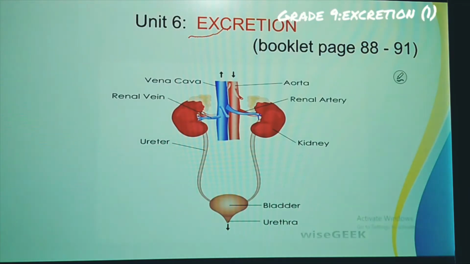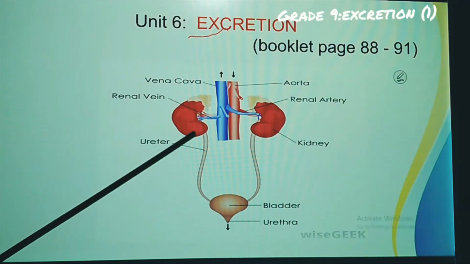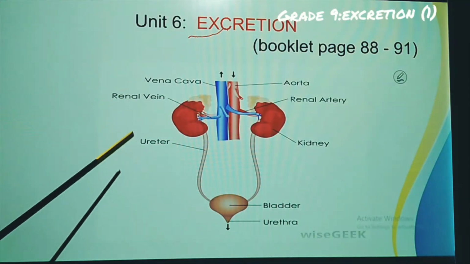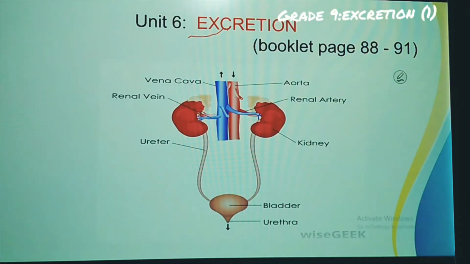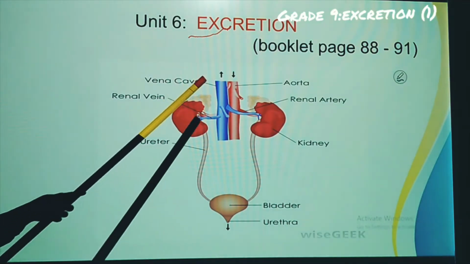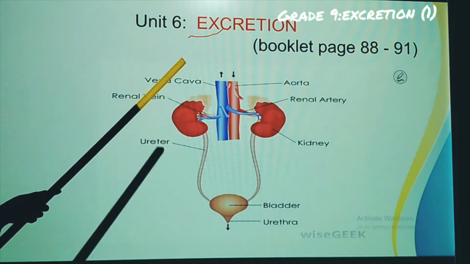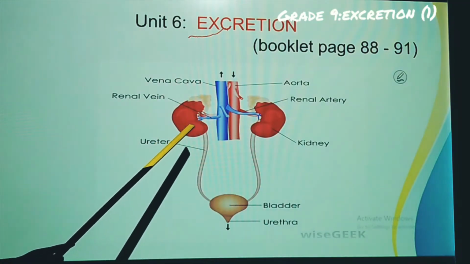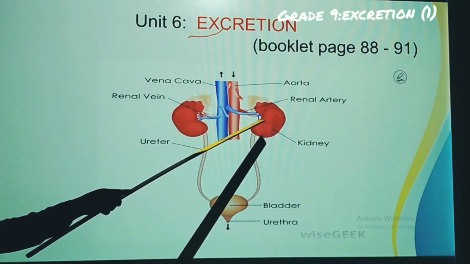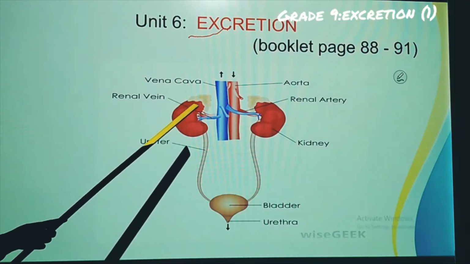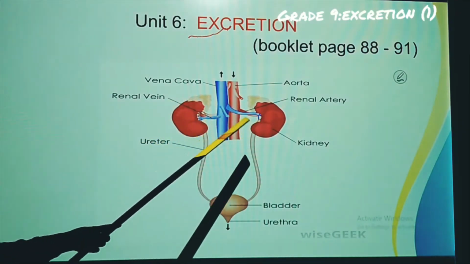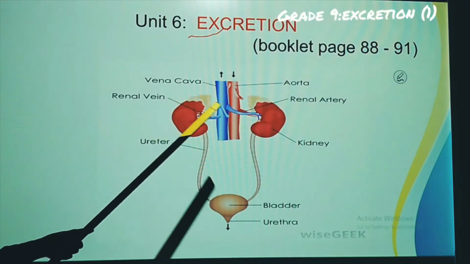So let's start. Look at this diagram. This diagram represents the excretory system, or some will say the urinary system. What are the structures you can see on this diagram? Number one, you can see the kidney. They look like a bean shape. So this is what the kidneys look like. We have two kidneys. Humans have two kidneys.